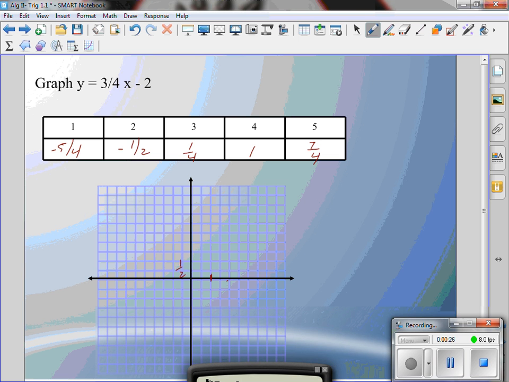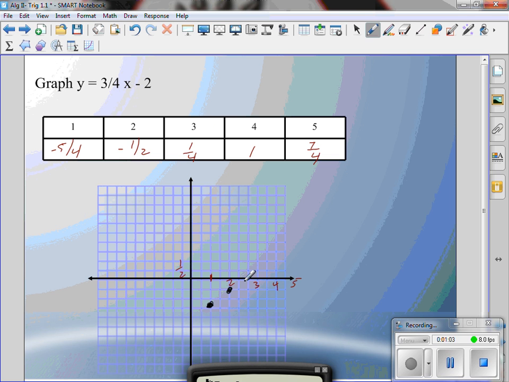So that's 1, that's 2, that's 3, that's 4. 5 would be over here. Negative 5/4. It's negative 1.25. So negative 1 1/4 is right here. Actually, it should be right there. 2 is negative 1/2, over 2 down 1/2.